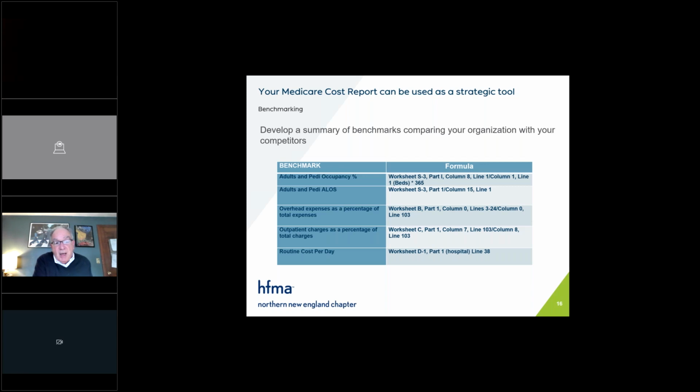You can easily calculate your average length of stay on the cost report. You can calculate out overhead expenses as a percentage of total expenses. You can calculate out outpatient charges as a percentage of total charges. And again, as we showed you previously, you can calculate out your routine cost per day. And then you can take this information and you can compare it to other hospitals and see if you're higher or lower. So again, it's a great tool, and you can utilize it to look at many different areas of your hospital.